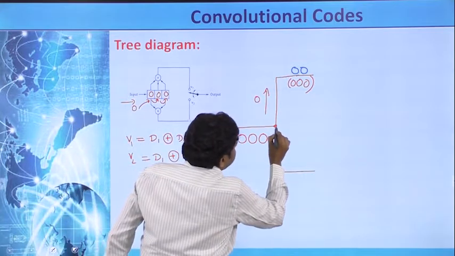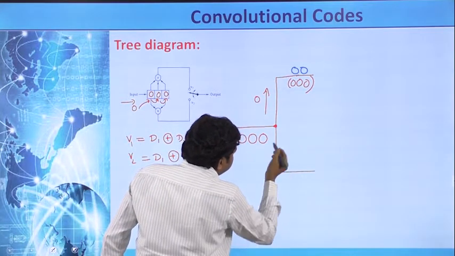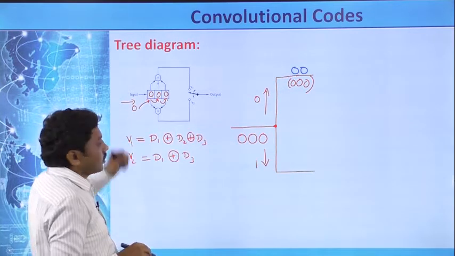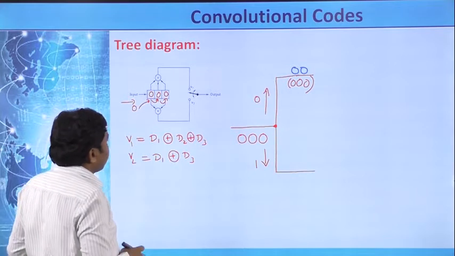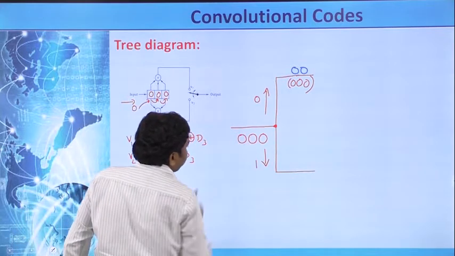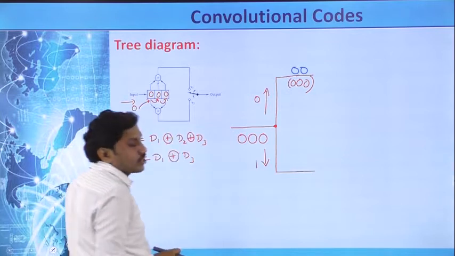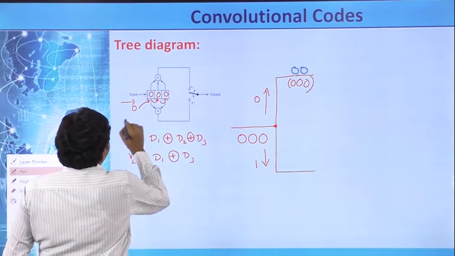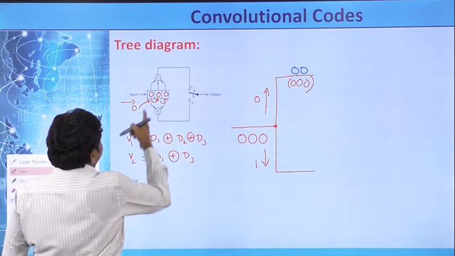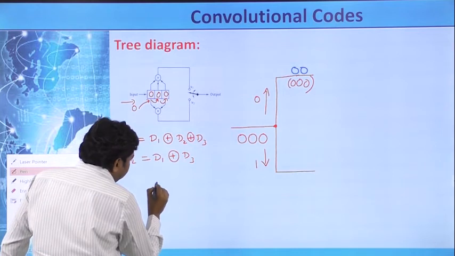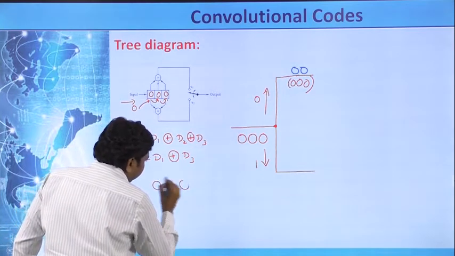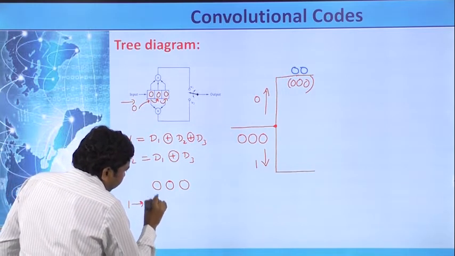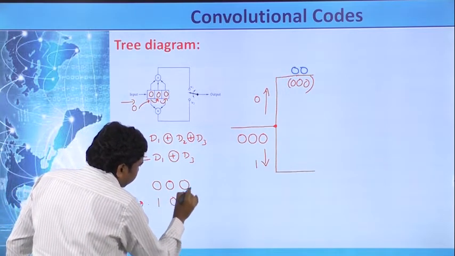From this node, if you move in the downward direction, binary 1 is the input to the shift register. The bits in the shift register are 0 0 0. Now I am applying 1 as the input. If I apply 1 as input, what happens? 1 comes into here, this 0 comes to here, this 0 comes to here, and this one comes out.